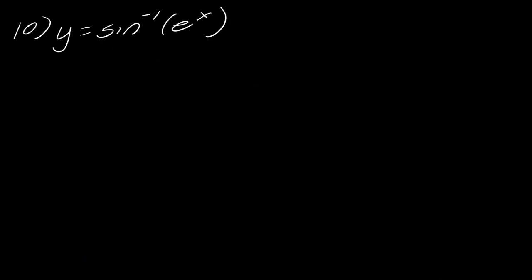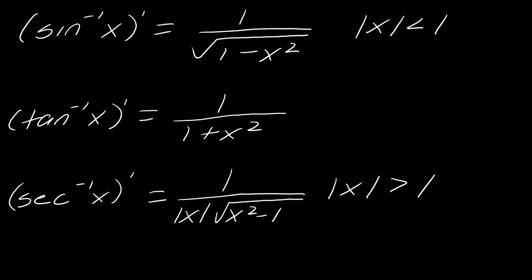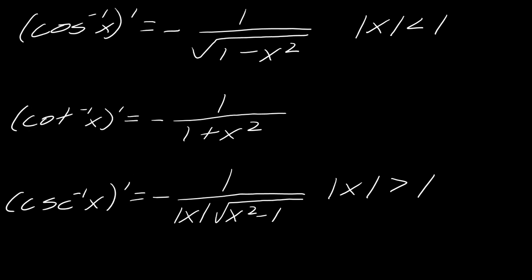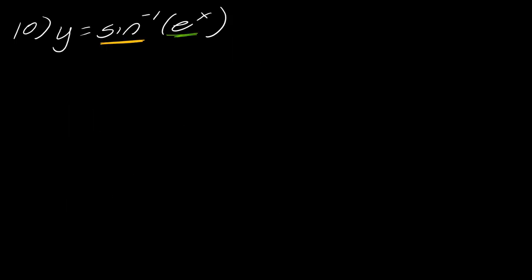To take the derivative of this problem, this is an inverse trig function. Make sure that you recognize this negative one here is not an exponent; it's actually referring to an inverse trig function. So the outermost function is this inverse sine function, and the innermost function is e to the x. If you forgot your inverse trig functions, I have a list of them, so you can pause the video and write these down and review the derivatives.